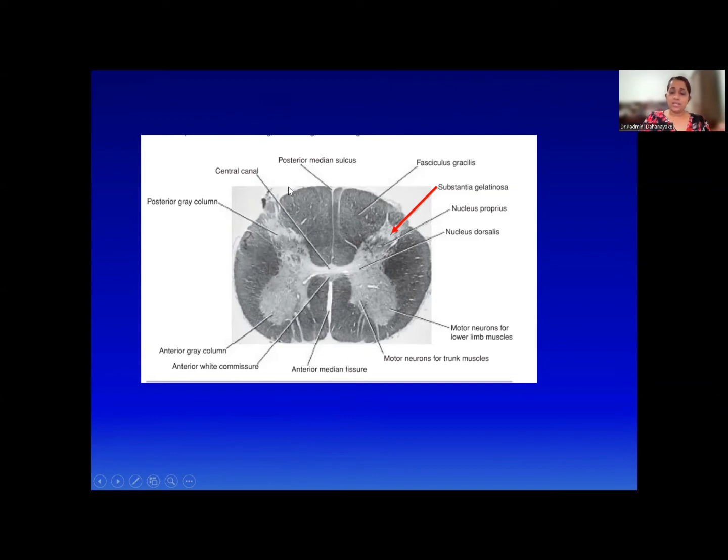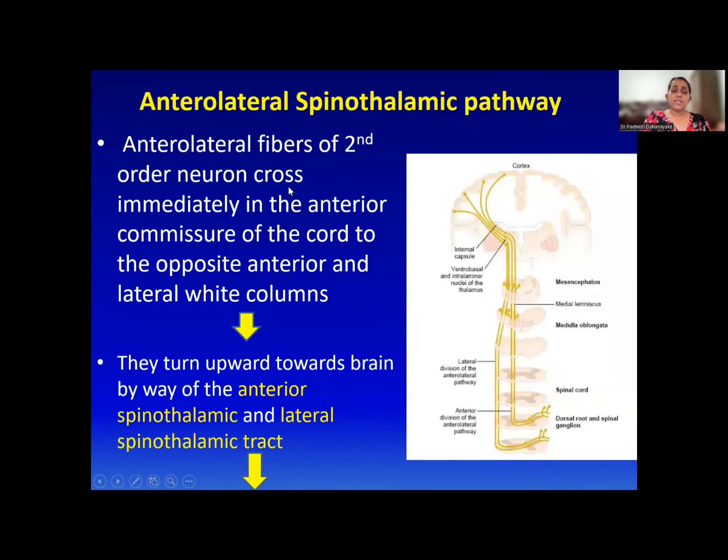Can you understand that? So I will show you that. Here, can you see? They turn upward toward the brain by way of the anterior spinothalamic tract, or else they will enter this lateral white column and go upward as the lateral spinothalamic tract.